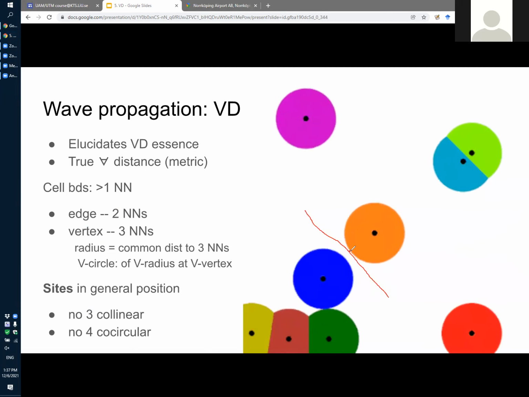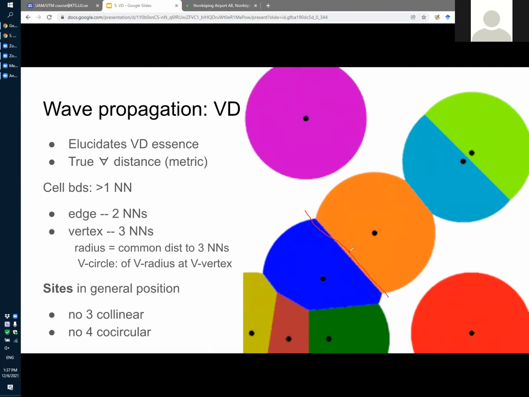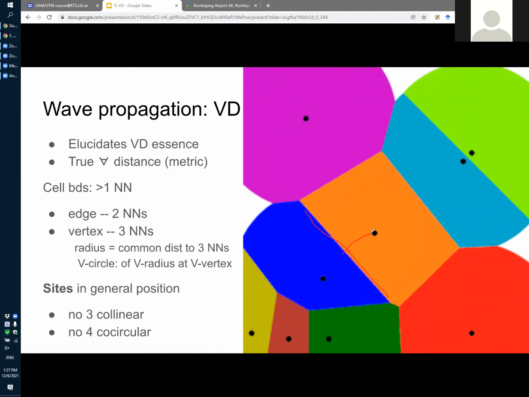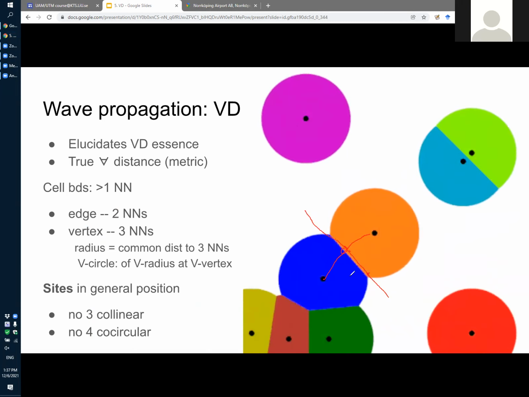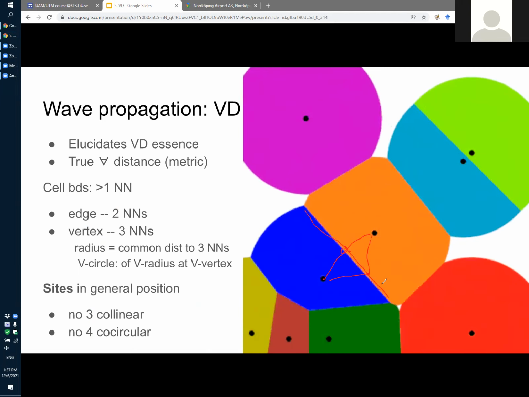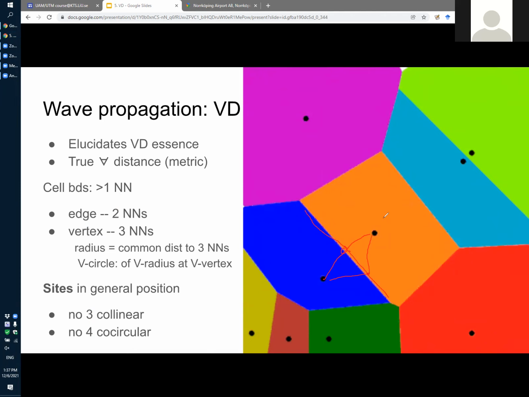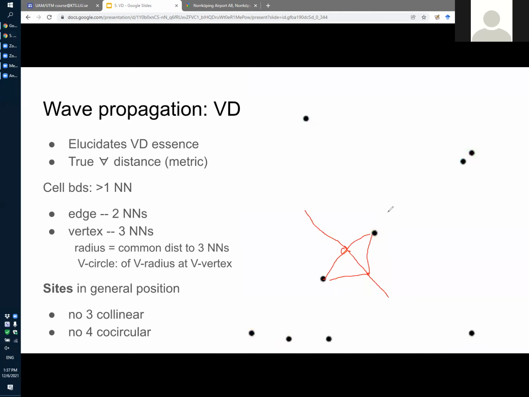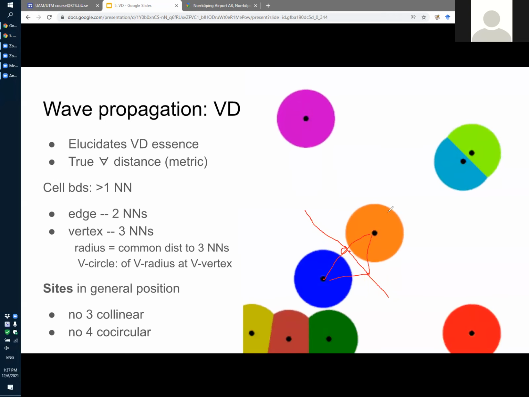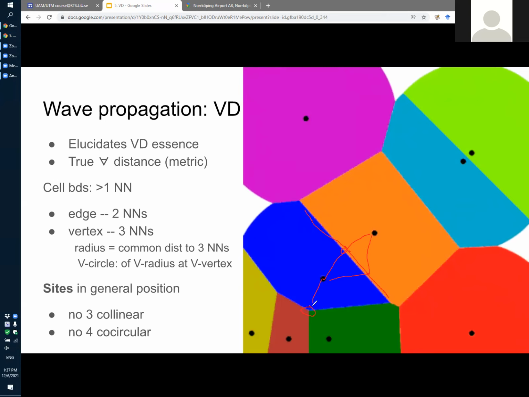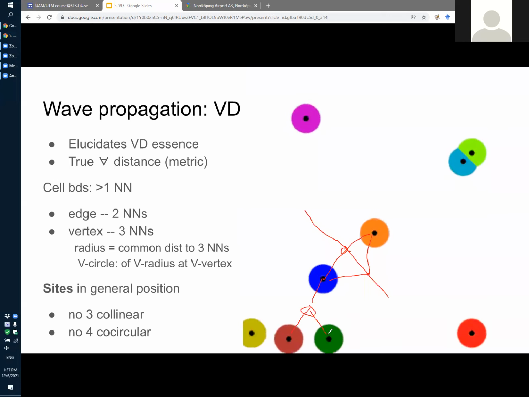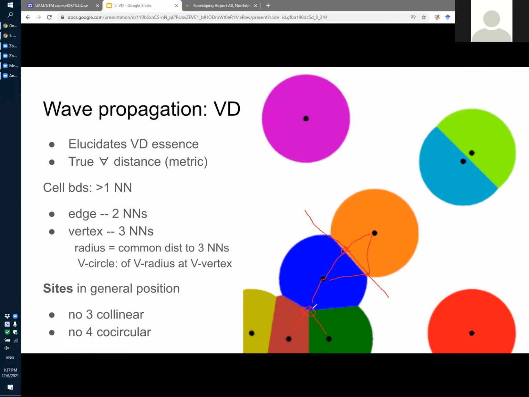So all the points on this edge have two nearest neighbors. So this side is as close to this point as that side. And this is true about every point on this edge, two closest sides. And where we have three wave fronts coming to a single point, like over here, for instance, we have three sides that are equidistant, or which are the nearest neighbors for this particular point.